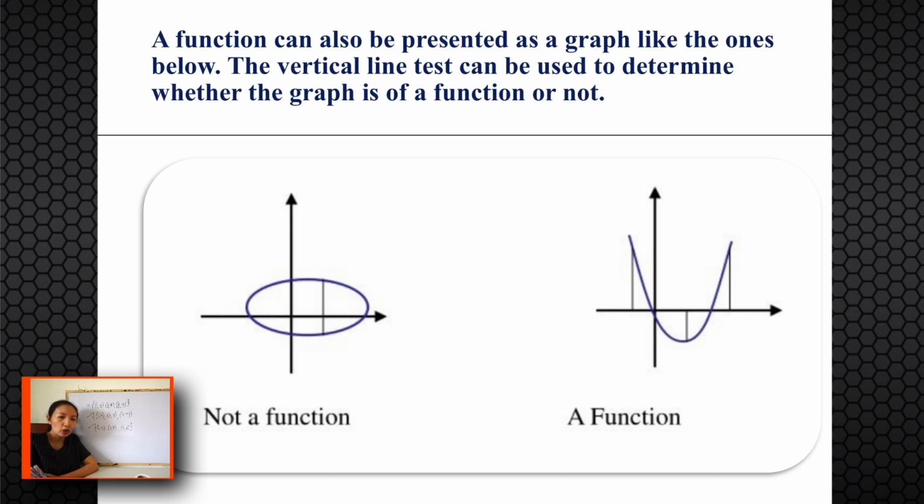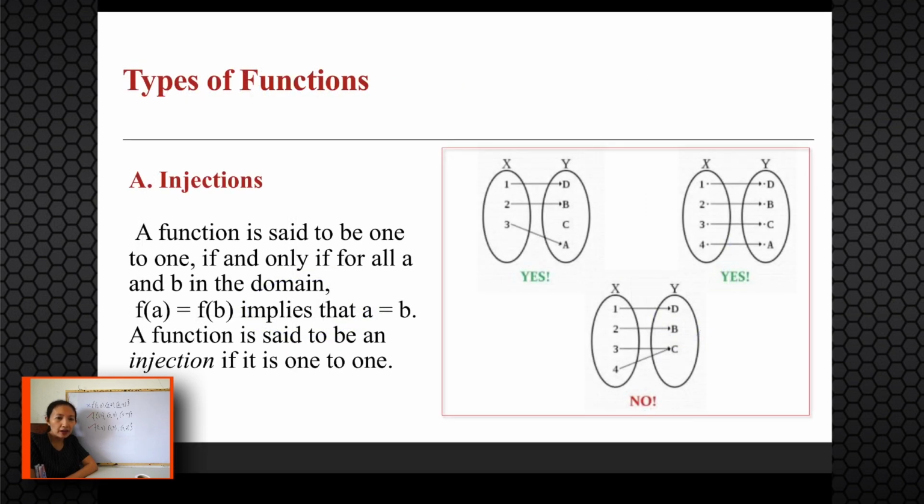Okay? So if we draw the vertical line anywhere in the graph, and it passes through the graph at most one point, then that graph is of a function. Now, we proceed to types of functions. The first type of function is called injections. Okay? Injections or injective functions. A function is said to be one-to-one.